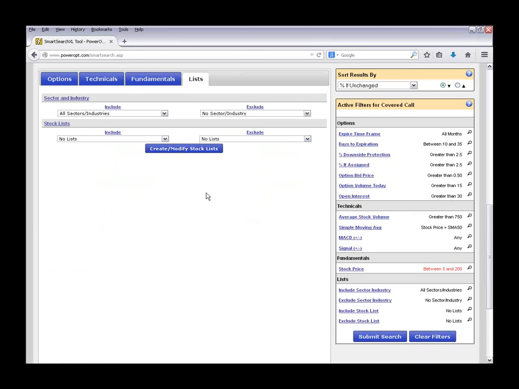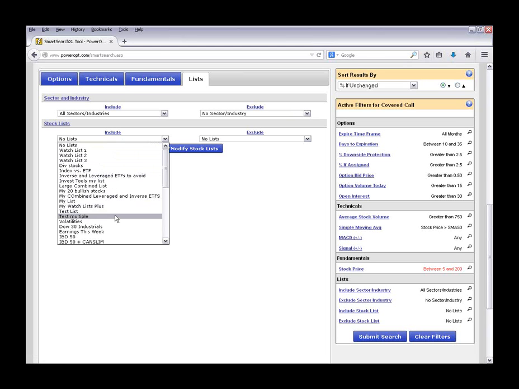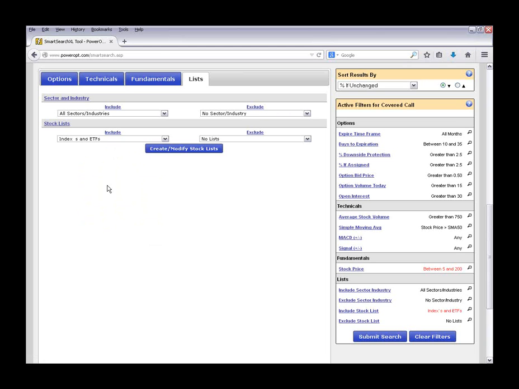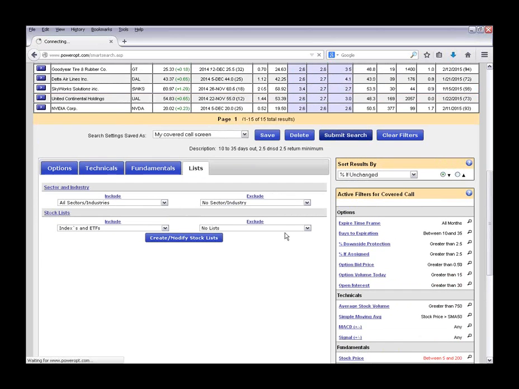But we're going to go into lists now. And let's just select indexes and ETFs. Okay, so we're going to screen just against indexes and ETFs. But again, we won't see the indexes in the covered call screen because you can't buy shares of the index and do a covered call. Well, let's go ahead and submit that search and see what our results are.